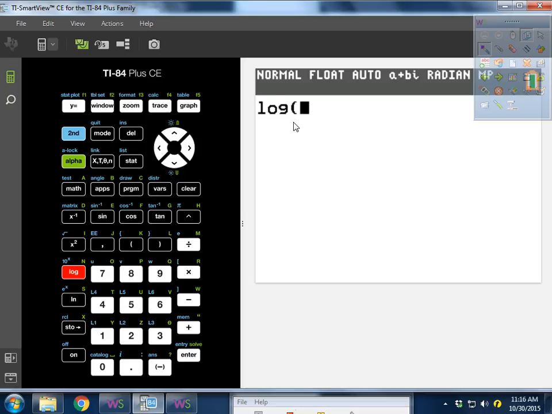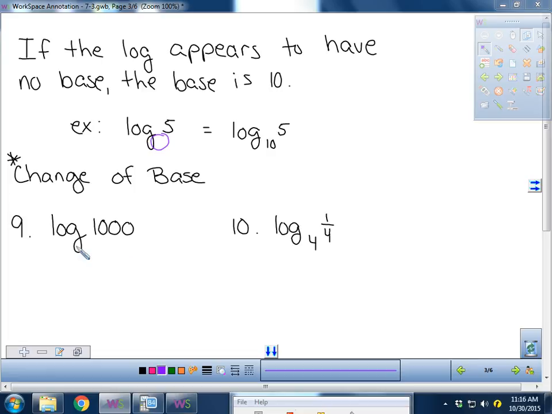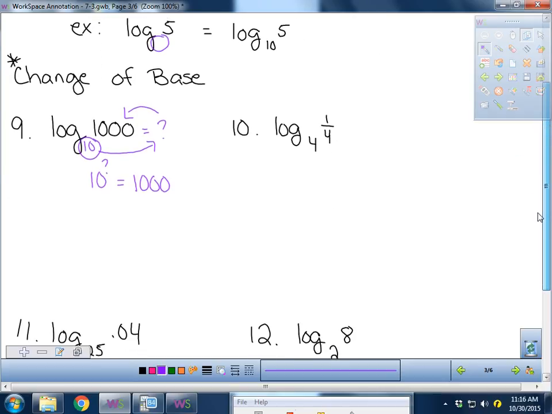Okay? And my very first problem is log 1000. Notice there's no base right here. So I immediately think, okay, this has a base of 10. And essentially what this is saying is, what is this equal to? Well, if you think about exponential form, this is 10 to some power equals 1,000. And if I actually just thought about that, 10 to the third would equal 1,000. So really, all you're trying to figure out is what the exponent is.